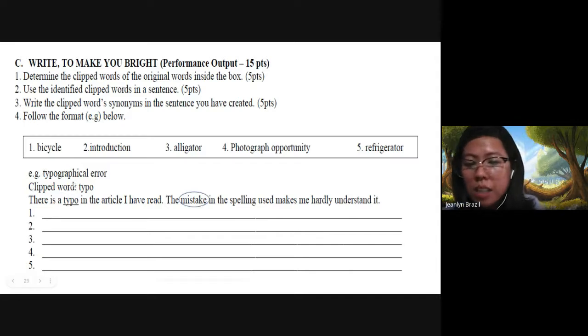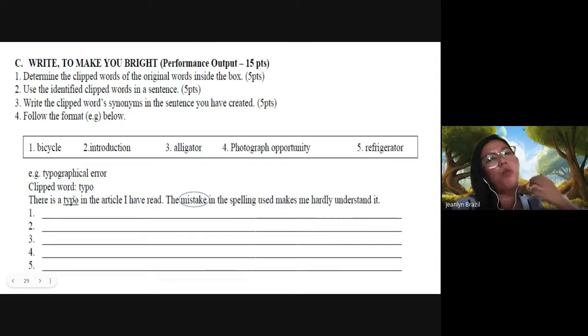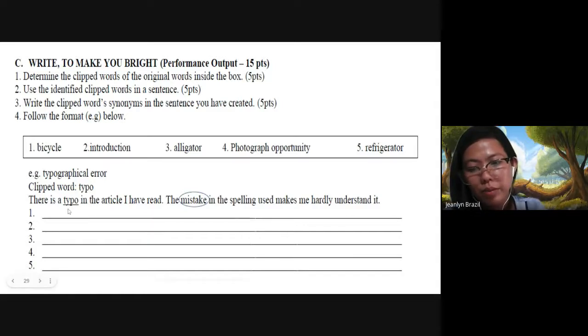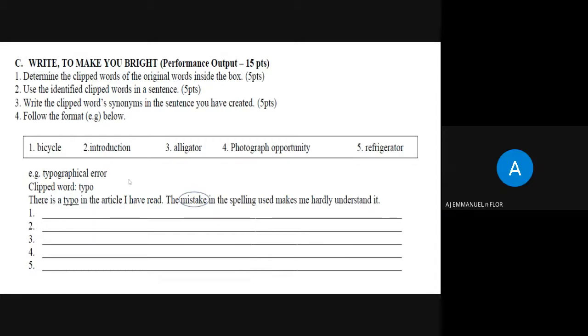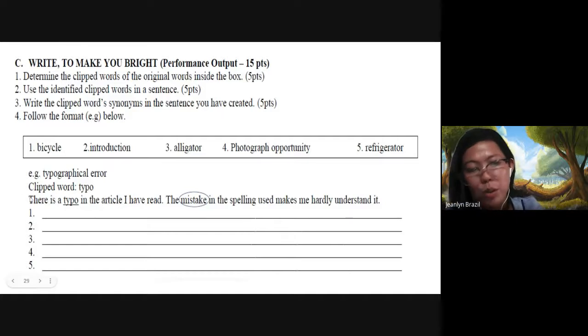Sige nga, Princess, what is the clip word of typographical error? Do you know the answer? Princess? Typo, mistake. Okay, the clip word here is typo. So, yan. Una, hanapin mo yung clipped word ng typographical error, which is typo. So, gumawa tayo ng sentence. There is a typo in the article I have read. So, yan yung unang sentence mo.